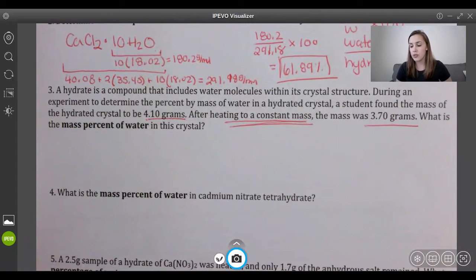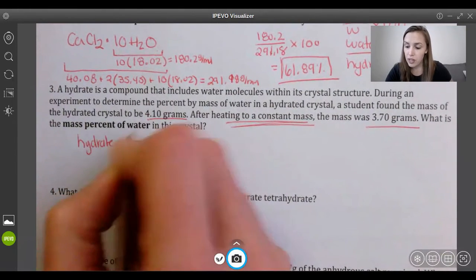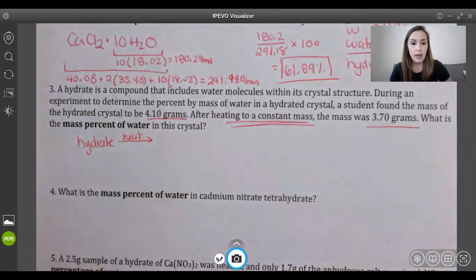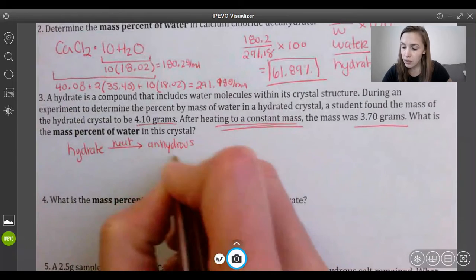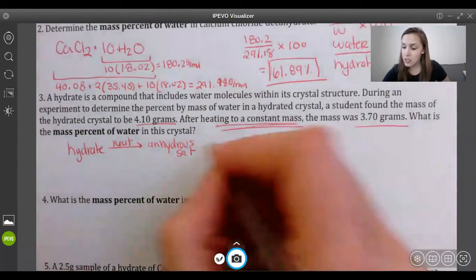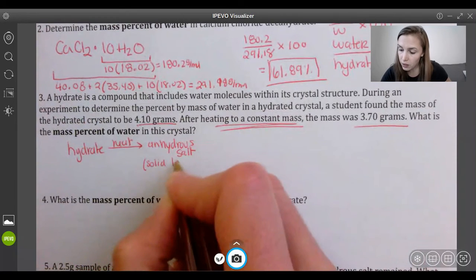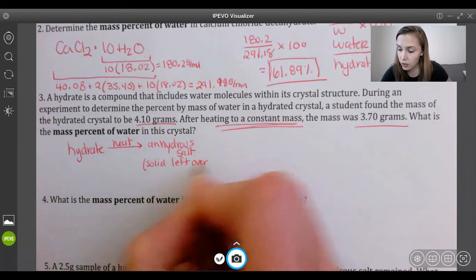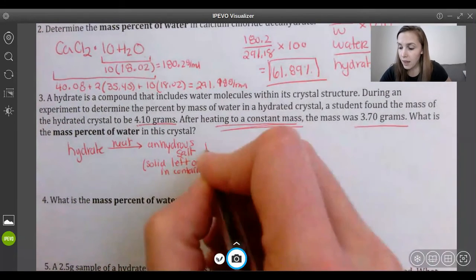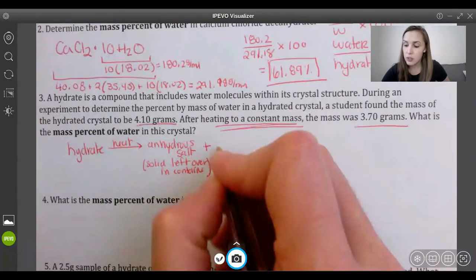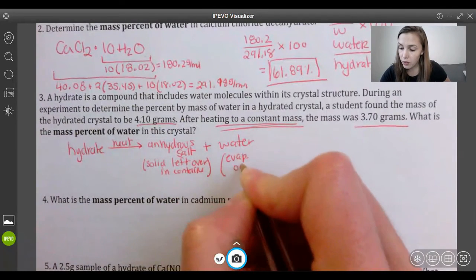So one thing I like for students to think about is you're starting with a hydrate. You're then going to heat it. And what you're left with is called an anhydrous salt. Okay, and this is what's left in the container. So this is the solid left over in the container. And then the other part of that when you heat is the water, and this is what evaporated out.